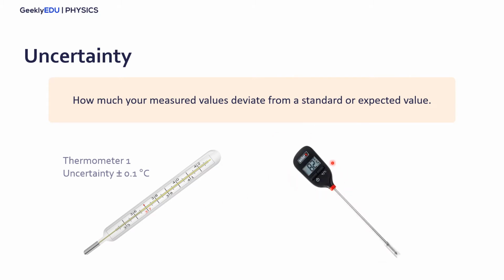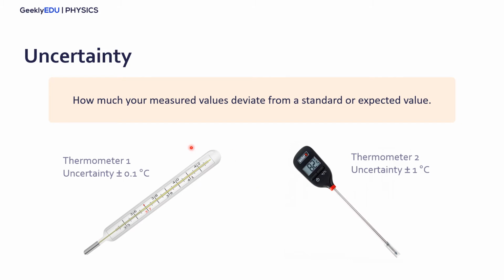Now for this other thermometer, we have an uncertainty of more or less 1 degree Celsius. So if we take this measurement here, 82.5, the real value can actually be 81.5 or 83.5 degrees Celsius. This is very important to know because these measuring devices, these instruments, have a certain uncertainty.